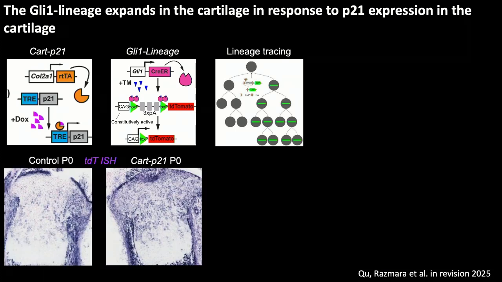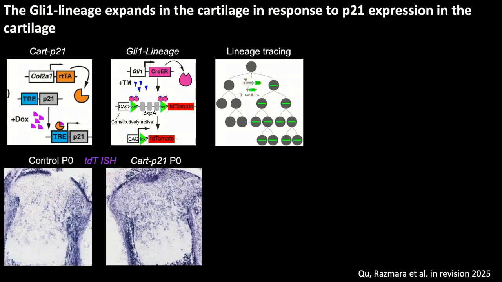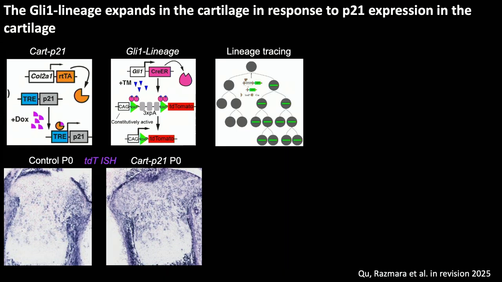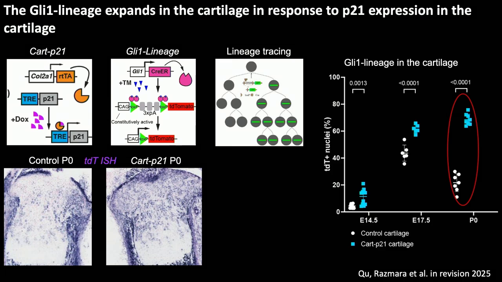Okay? So by doing that, we were able to combine this lineage tracing with either normal animals or animals overexpressing p21. And we found here, this is a TdTomato in situ, that there is expansion of the number of lineage traced cells. And this is quantified here at multiple stages after giving the doxycycline and the tamoxifen, with the most notable difference at P0.